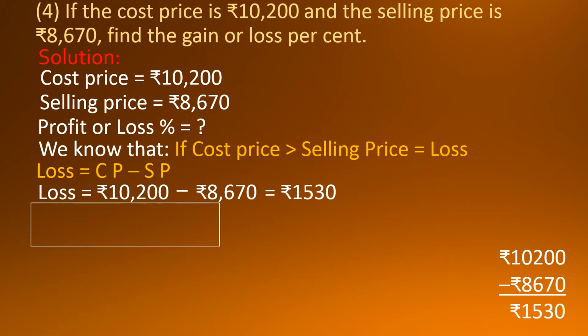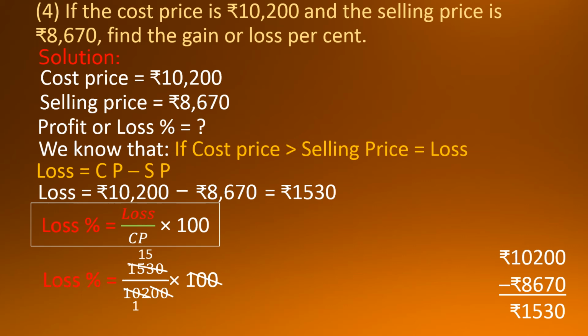Now we will find out the loss percentage, and we know that loss percentage is equal to loss upon CP multiplied by 100. Now put the value. Loss is equal to rupees 1530 and CP is equal to rupees 10,200. So write down 1530 upon 10,200 multiplied by 100. Now simplify. Cut 20 by 20. See, 102 and 1530 both are divisible by the same digit 102. So divide. 102 ones are 102 and 102 15s are 1530. So we get 15%. So loss percentage is equal to 15%.